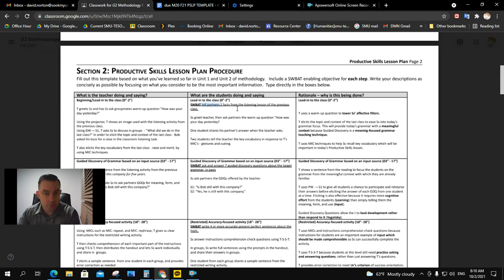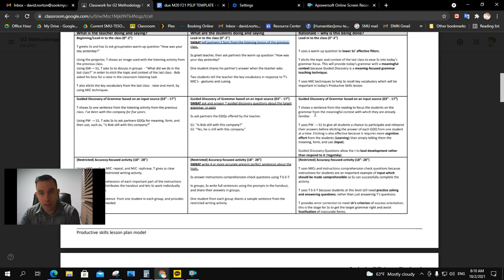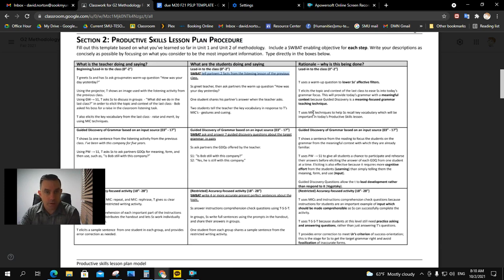So tell partners 2 facts from the listening lesson of the previous class. Right? So telling is something I can hear. That's speaking. 2 facts, that makes it measurable. You know, if you say one thing, you're doing it halfway. If you say 2 things, you've met that objective, right? And it's quite specific. It's not too vague, right? And so that's what objectives should be showing.